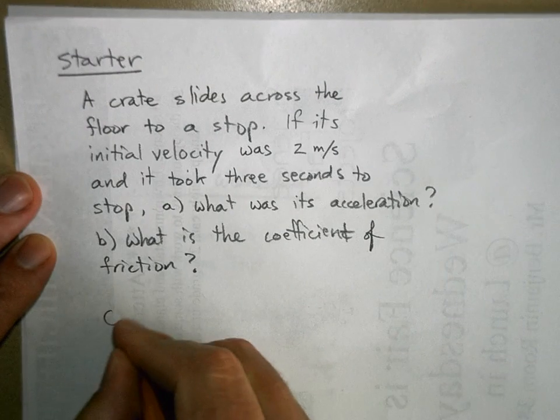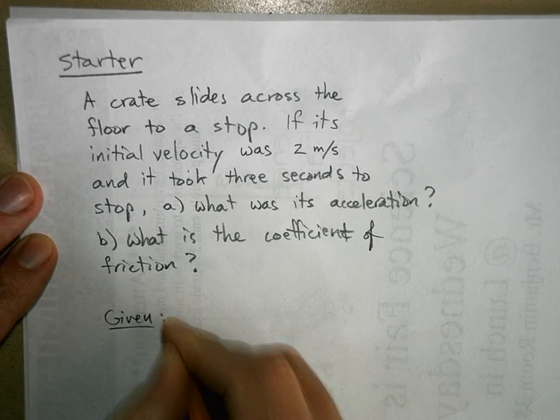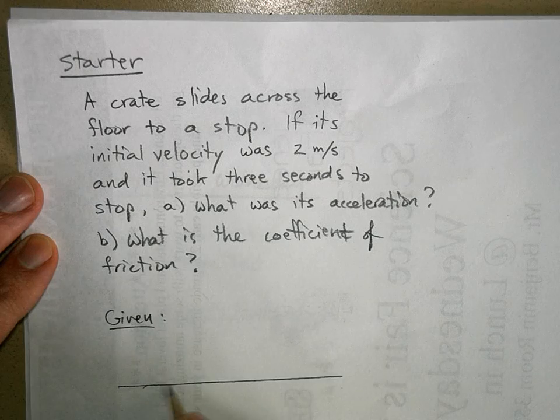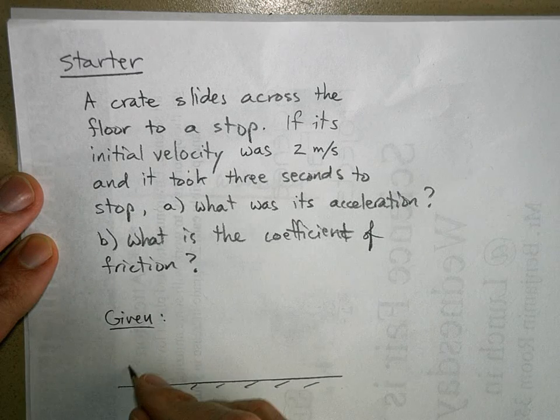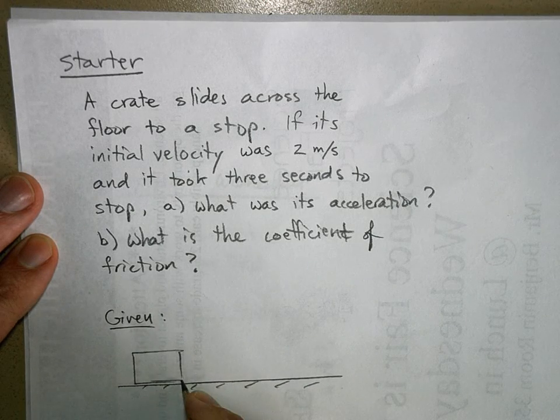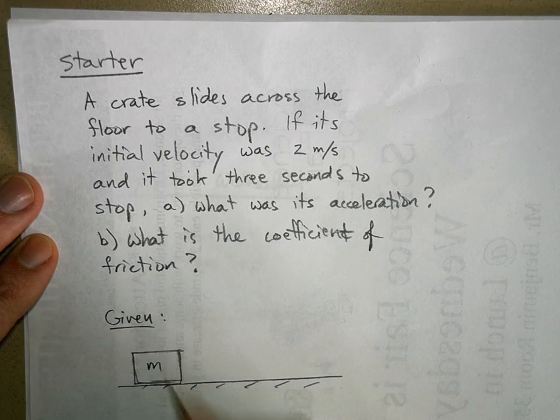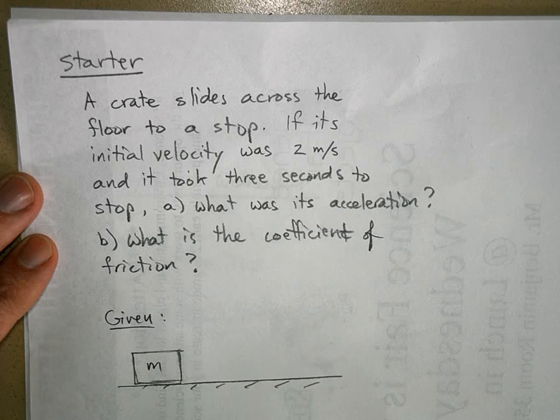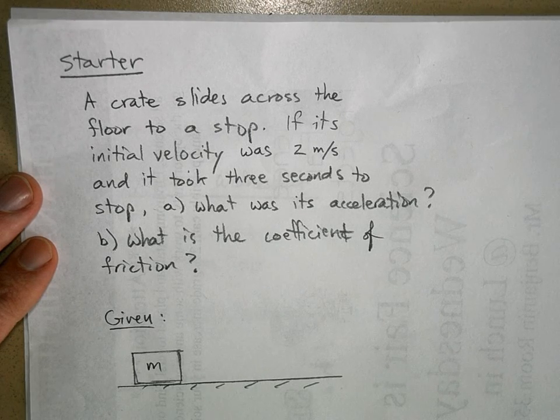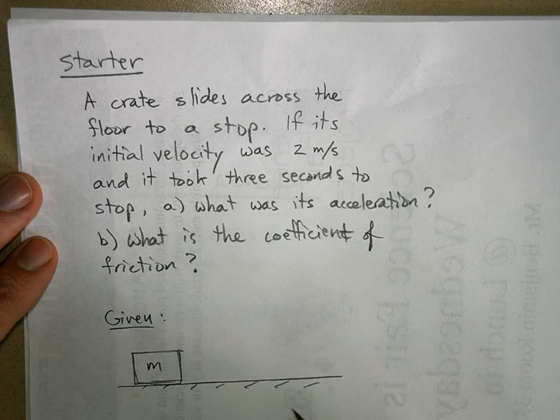So given. The first step is, of course, to draw a picture of the situation. Here's the floor. Here's our crate. And no mass is given. I'll put M right there. Now, if I don't give you the mass on a problem, if it makes you feel comfortable, you can always make one up. But probably what's going to happen is it's going to cancel out. Or you can just express the answer in terms of the mass.